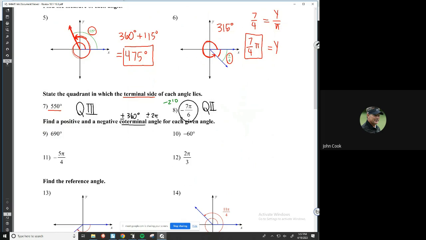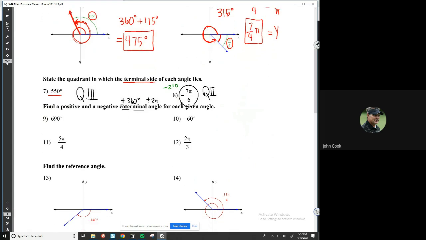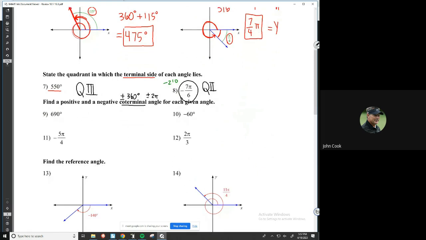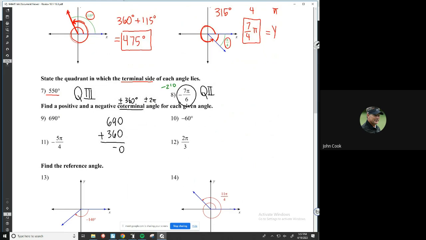And all you got to do is just get a positive and a negative coterminal angle. This is so easy. So watch this, all right? Let's get another positive coterminal angle from 690 degrees. If I start with 690, I could add on 360 degrees, and that would give me another coterminal angle. So 690 plus 360 is 1050. So there's one of my positive coterminal angles, 1050 degrees. It's that easy. Just add on 360 until you get another positive angle measurement.